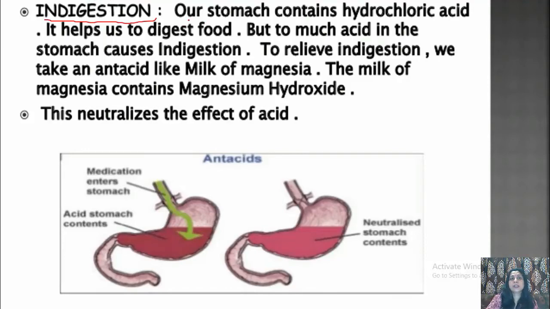Why does this indigestion take place? Because our stomach contains hydrochloric acid which helps us to digest food. But too much acid in the stomach causes indigestion. And to relieve this indigestion, we take an antacid like milk of magnesia. It contains magnesium hydroxide, which reacts with the dilute hydrochloric acid present in our stomach. When it gets mixed with that magnesium hydroxide, it destroys its effect, it neutralizes it and gives us relief from that acidity or indigestion. This neutralizes the effect of acid.